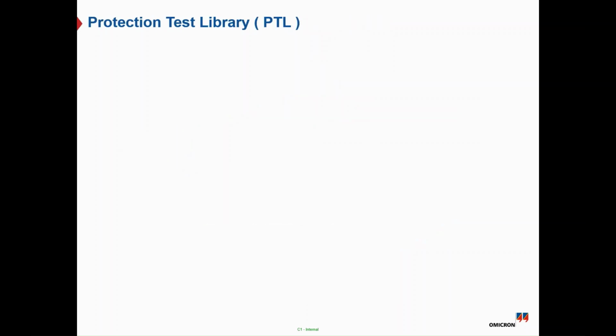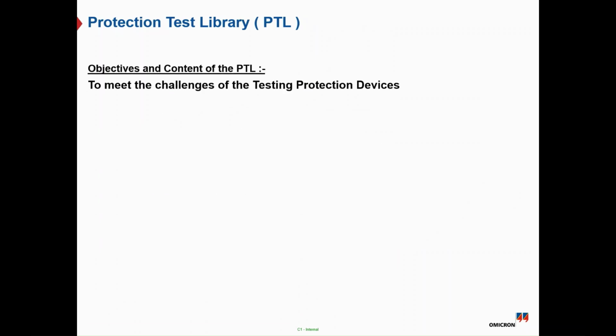About the protection testing library, which is free of charge and can be downloaded from our Omicron customer portal, we have more than 530 protection relay types available free of charge in our Omicron customer portal, and you are free to download any one or the complete package of our PTL, and use it with the Test Universe software, to not start with a blank sheet of paper.